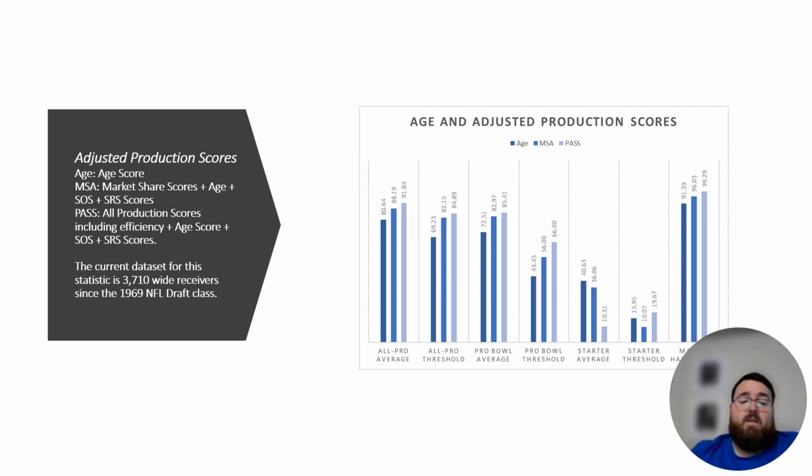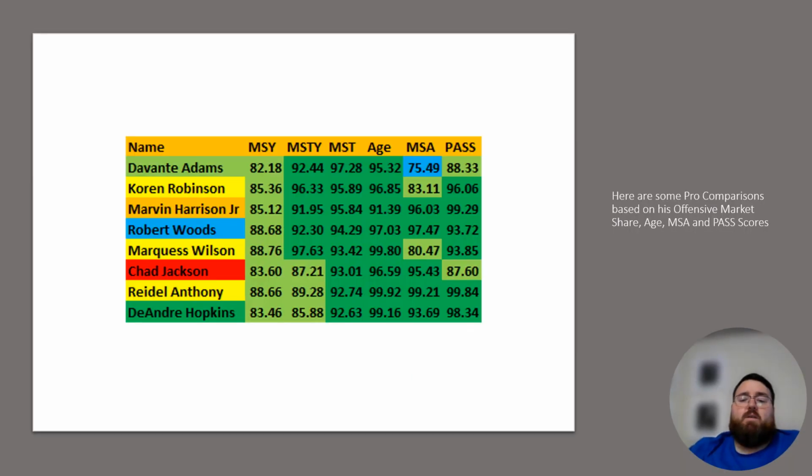And like I said before, this is out of 3,710 individual wide receiver performances since the 1969 NFL draft class. Easily hits all the marks of All-Pro, Pro Bowl starter potential, of course. Moving on to comparisons. In terms of comparisons for Marvin Harrison Jr., these are wide receivers that had similar production marks individually in my particular data set.